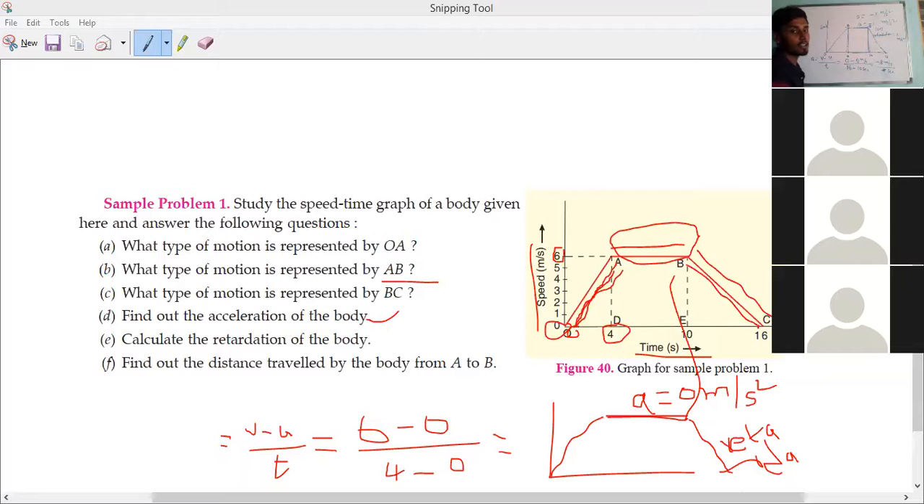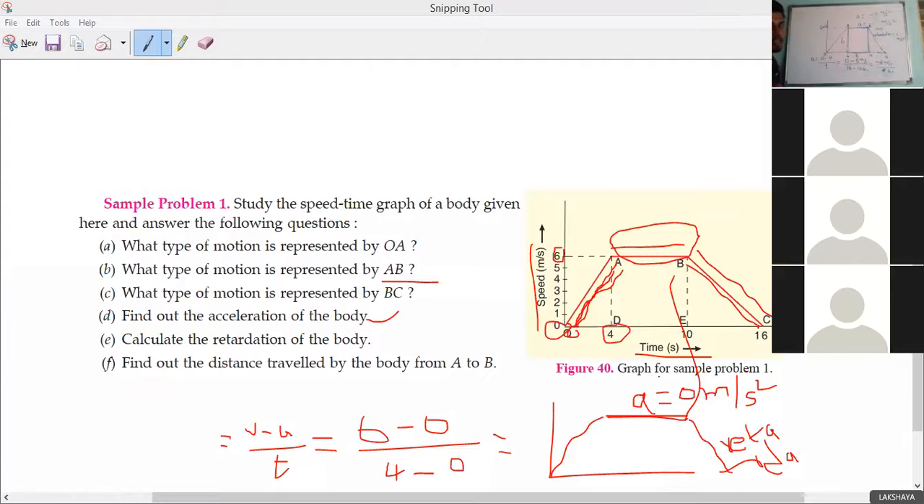So find the distance traveled by a body. They are asking. So how to find the distance? If you want to find the distance, what I said, you have to find the area of that body. That's all. So in this area, whatever it is, you find it. So area 4 to 10, how much is it? 6. You take it. And this is how much? 0 to 6. This is 6. That's all. So what is the distance traveled from A to B?